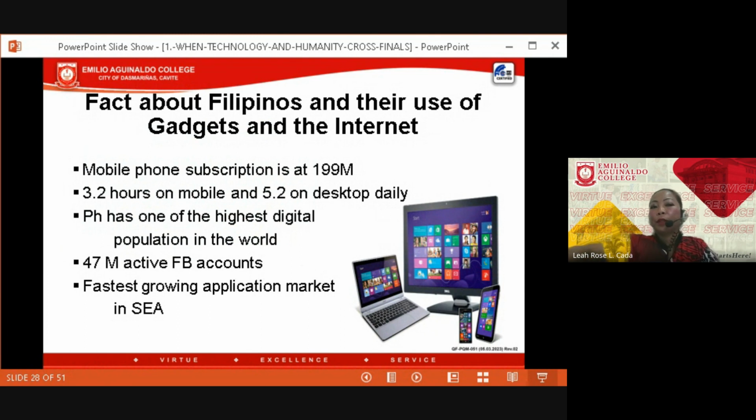Okay. So there are around 47 million active Facebook accounts, and we are the fastest growing application market in all of Southeast Asia. Kaya nga, kung titingnan mo ganito pala yung data, it is no excuse for Filipinos to be uneducated. Lahat tayo are already online, and there's too much information to know being online. Okay, so lahat na lang.